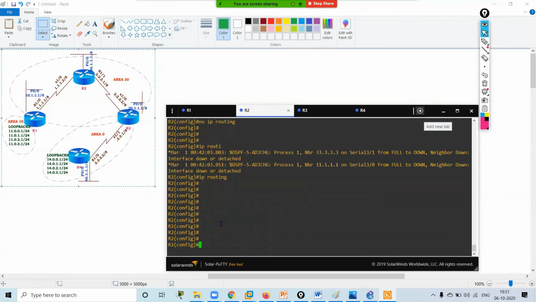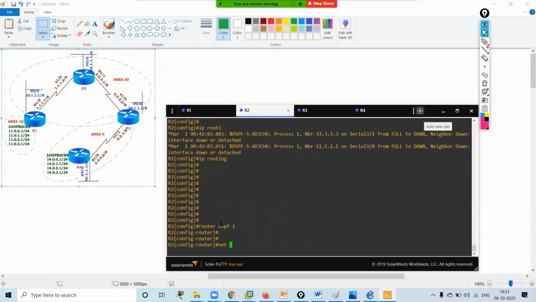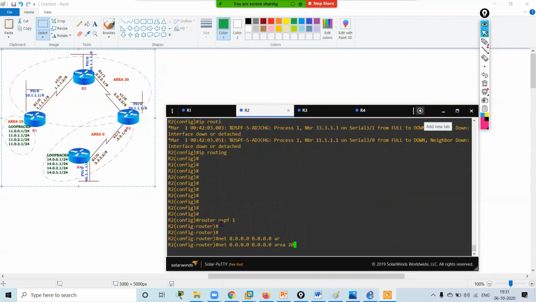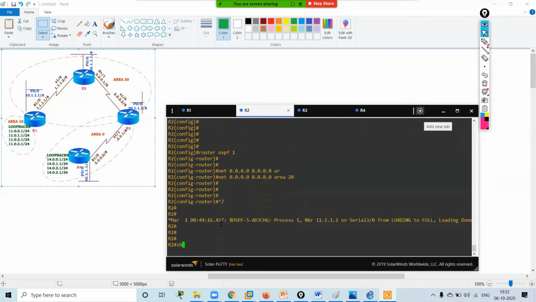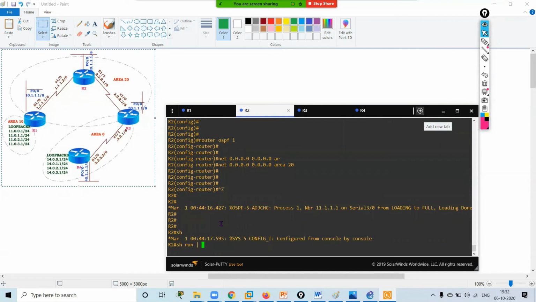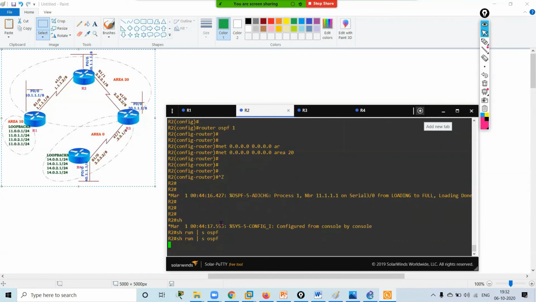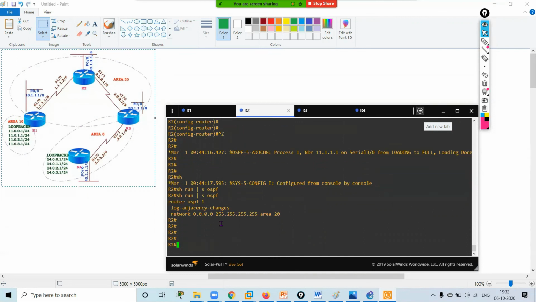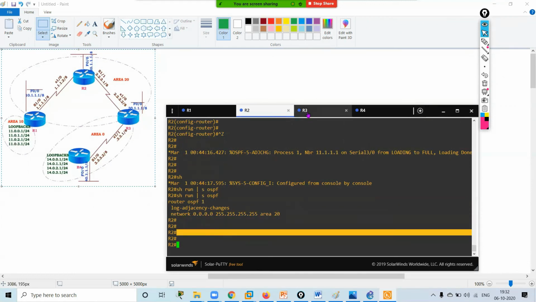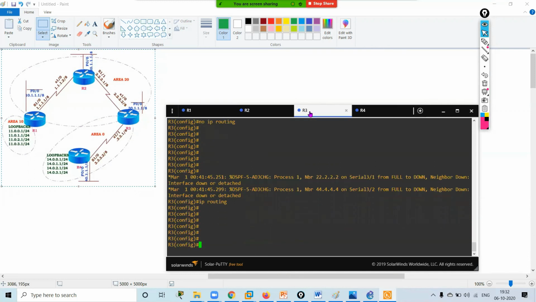On R2, router OSPF 1, all the networks will be in the same area, so I can use this command. Let me check if it is working over here. Show run pipe section OSPF. I'm considering all the networks over here, okay, with any subnet mask, or you can give individual also. Let me check if it is working over here or not.